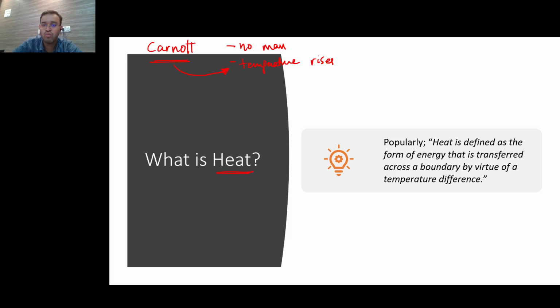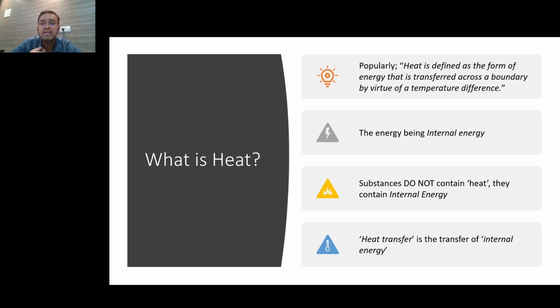So what is heat? Heat is nothing but internal energy. Heat is defined as a form of energy that is transferred across a boundary by virtue of a temperature difference. Now, what energy are we talking about? That is nothing but the internal energy. Substances do not contain heat, they contain internal energy. So heat is not a physical quantity. It is just the presence or absence of internal energy.